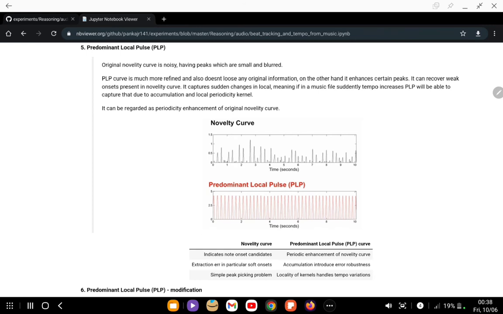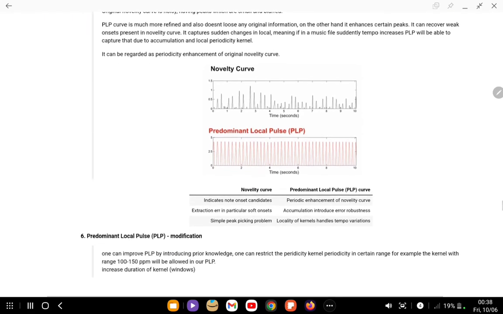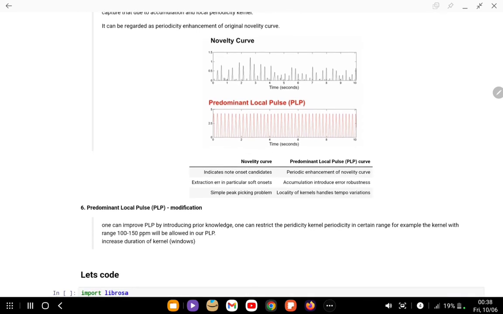So it makes it easier to detect local frequency, because the accumulation effect enhances those weak signals so that they are clearer. In that way, we will be able to detect note onsets better than earlier. So it can be considered an enhancement to the original novelty curve. However, it's up to the user to decide whether to work directly with the novelty curve or with the PLP pulse. The difference between both is that novelty curves indicate onset candidates, whereas the PLP curve is about enhancement of those novelty curves.